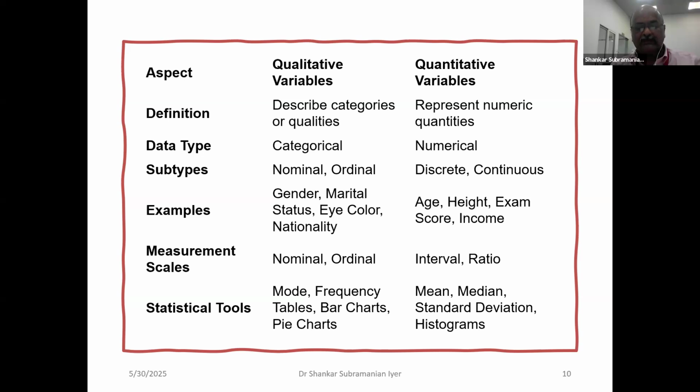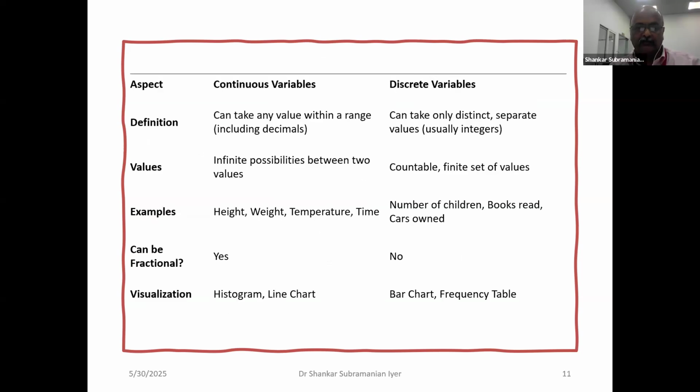Measurement scales: generally, qualitative is nominal and ordinal, and for quantitative we can take a look at interval and ratio. For statistical tools, generally for qualitative we look at the mode, frequency tables, bar charts, and pie charts. For quantitative, we refer to the mean, median, mode, standard deviation, histograms, and so on.